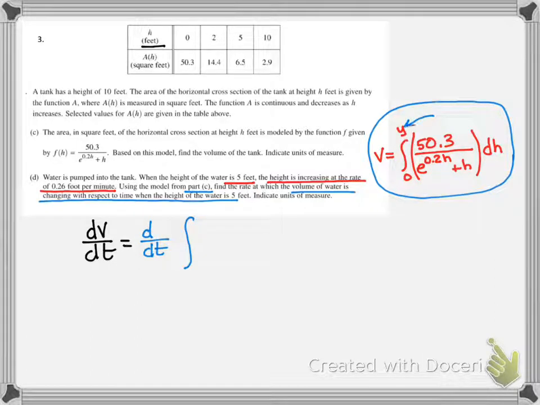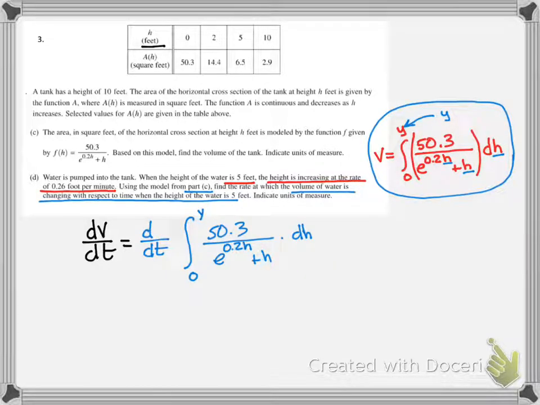And so as we think about taking the derivative of this integral, and notice this is at any time, at any height y. That's what that really represents. We're just using a dummy variable so that the limit of integration is different than the h. And so we're going to take the derivative of both sides. We're going to take the derivative with respect to t of the integral from 0 to y of 50.3 over e to the 0.2h plus h times dh.